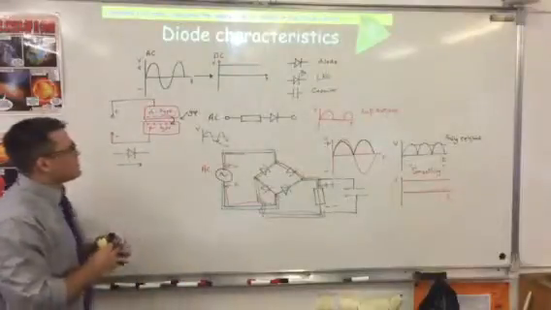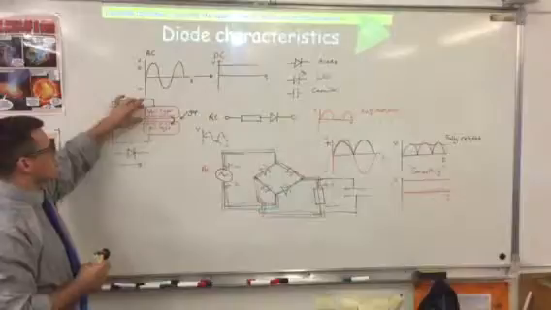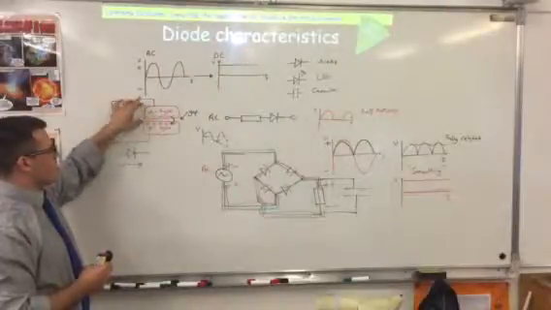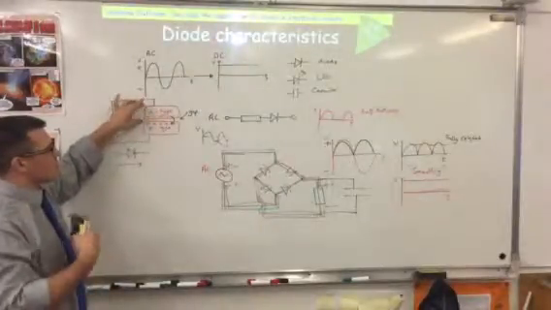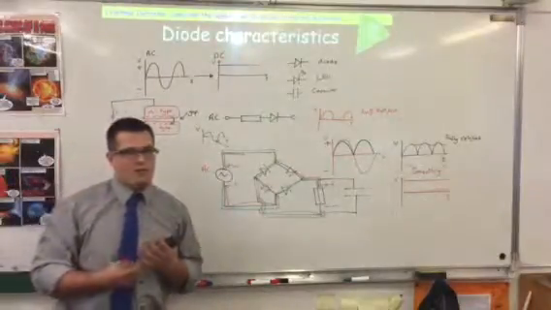And finally, you need to know what a diode consists of. So it's made of semiconductor material. There are 2 types, N-type and P-type. N-type has an excess of electrons, therefore is negative. P-type has a deficiency of electrons and therefore is positive.